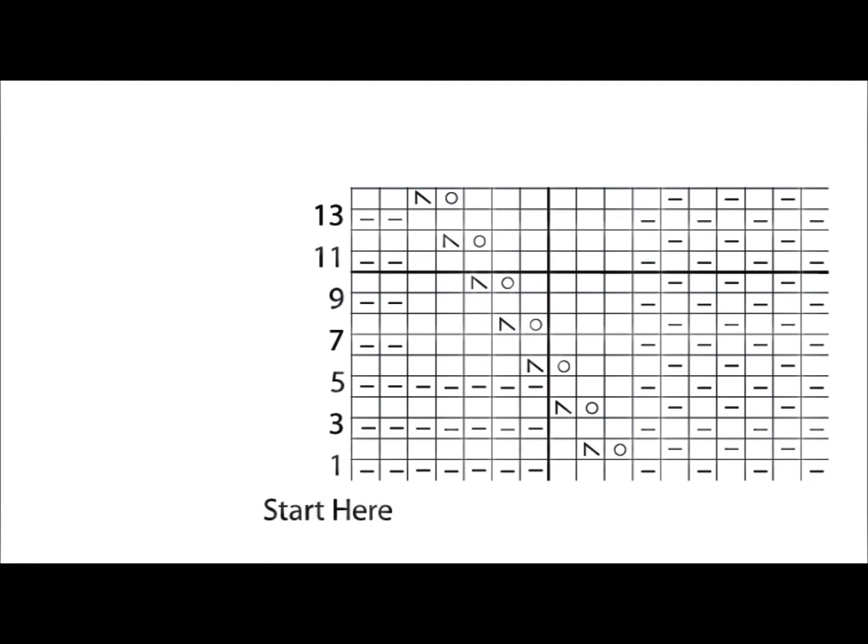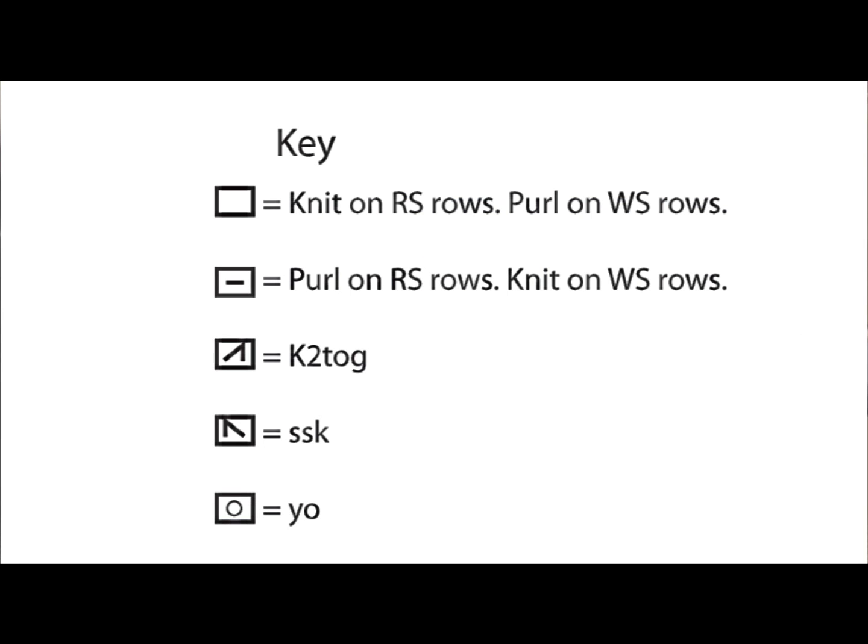Charts are a visual representation of your pattern instruction. Each stitch in the pattern is represented by a box, and in each of these boxes contains an instructional symbol. This system of symbols has been adopted by the Craft Yarn Council and has become the industry standard. Each one of the symbols signifies one stitch in a pattern.